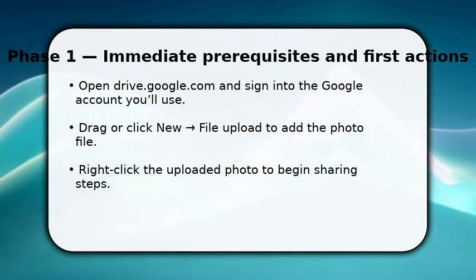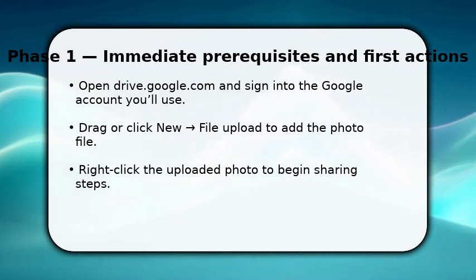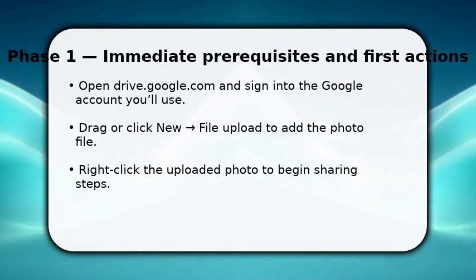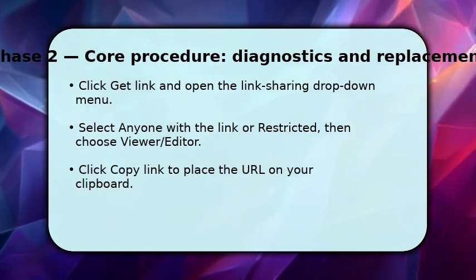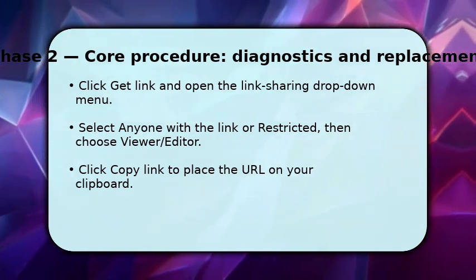You're doing this now so permissions and link creation happen from the correct owner. Make sure the file name and folder are where you expect them before proceeding. Once the Get Link dialog opens, change who can access the file. This controls whether anyone with the link can view or only specific people can.